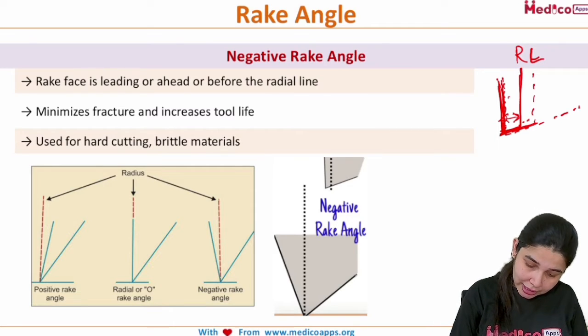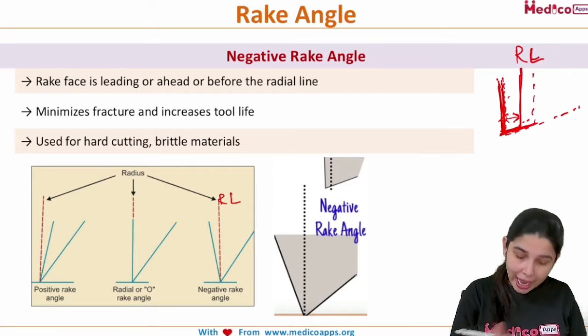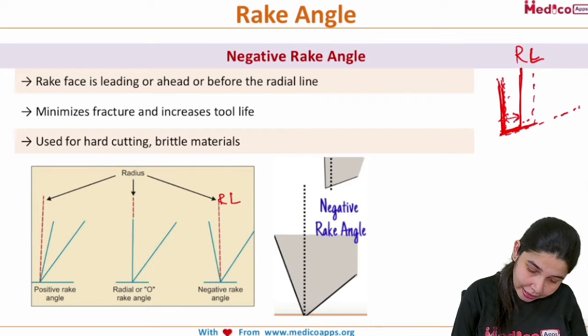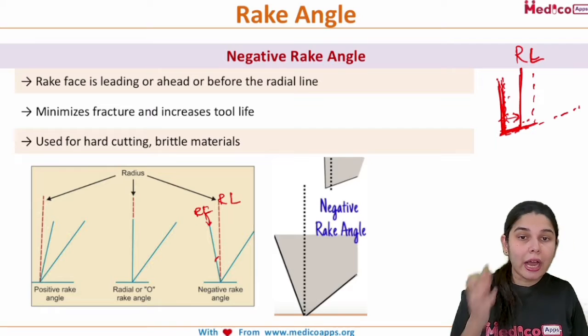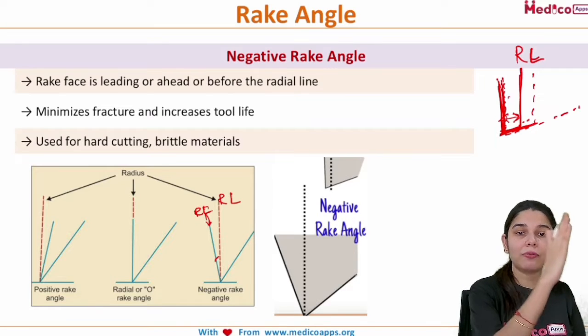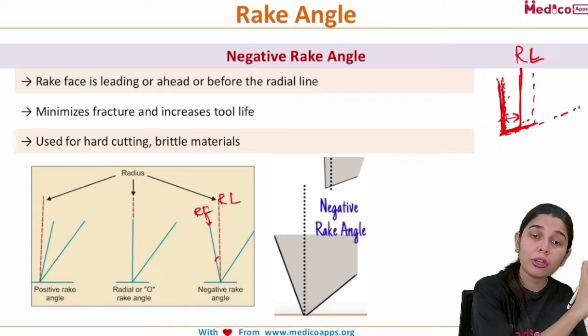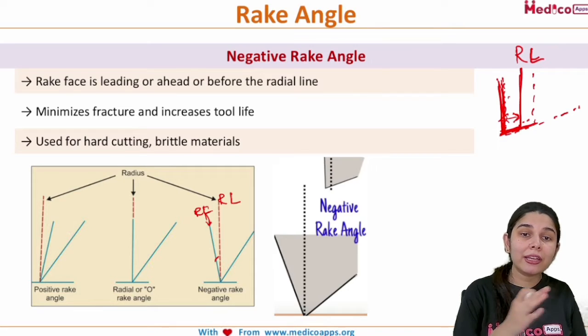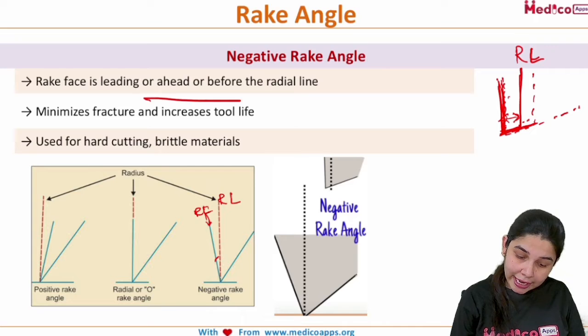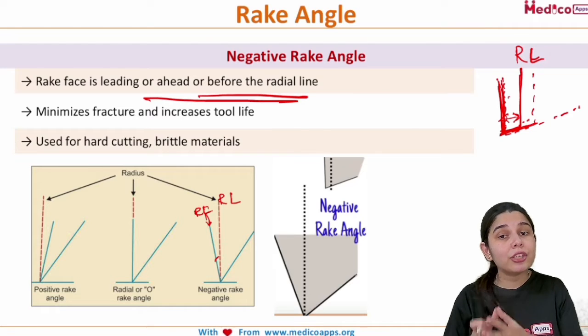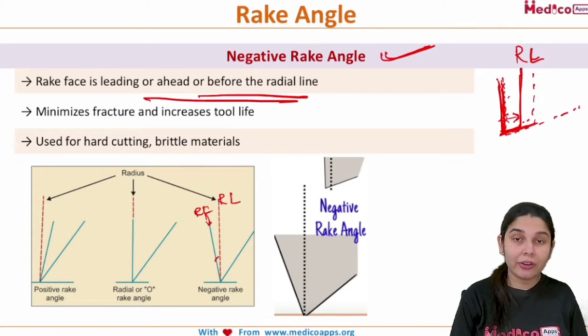So as you can see in this image, this is the radial line which we are discussing about, and this is the rake angle which is formed. This is the rake face of the instrument. So is it ahead of the radial line? Yes, it is forming ahead of the radial line. It is forming before the radial line. So whenever the rake face is leading or ahead of the radial line, it is known as negative rake angle.